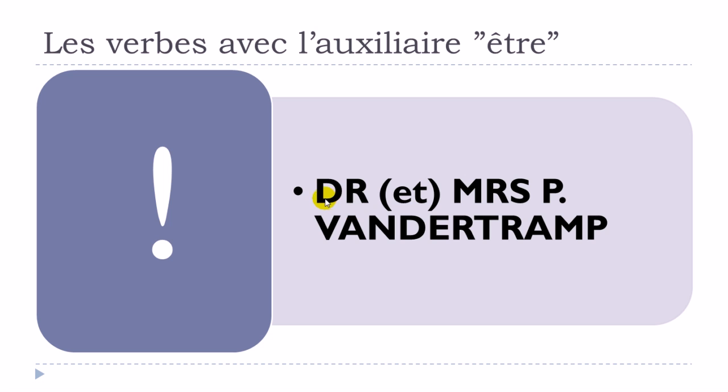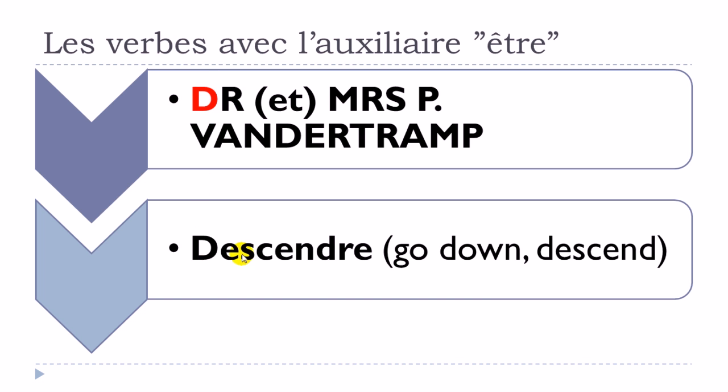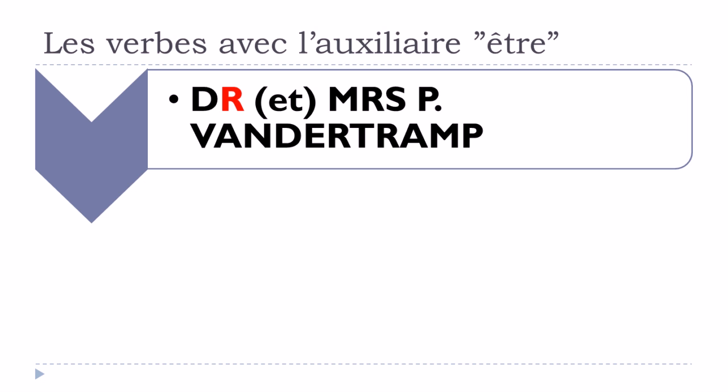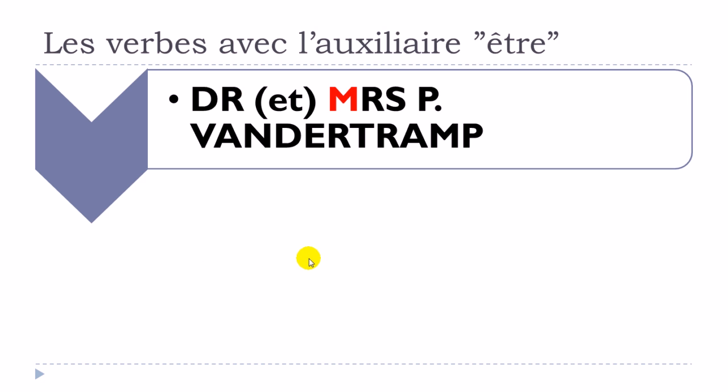Okay, so the idea is that you will try to remember these names, and then well, each letter will represent one verb that will require this auxiliaire être. Okay, so let's start now. And so if we take the whole thing here and then we take only the first letter here, it's D, and then D will be for the verb descendre. Okay, descendre. Then after that, R will be for rentrer. Okay, rentrer.